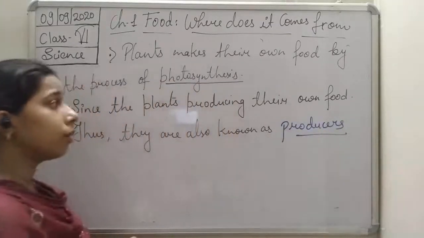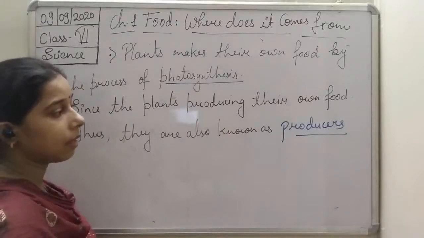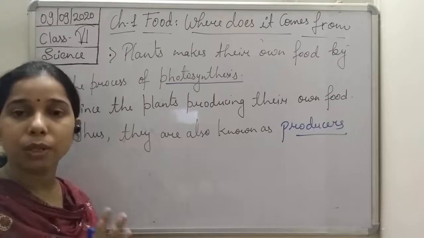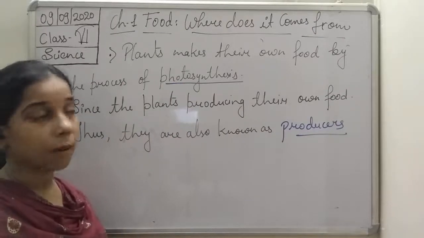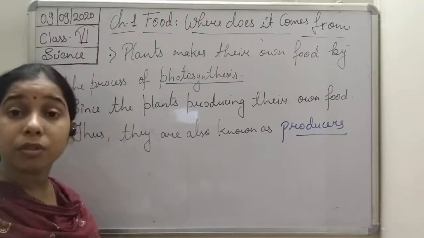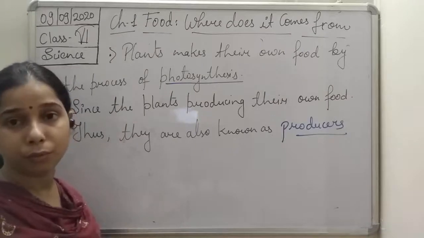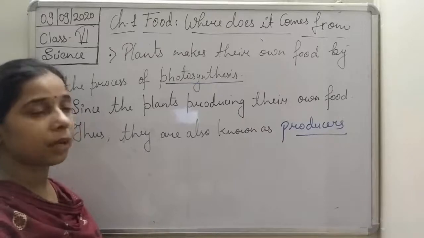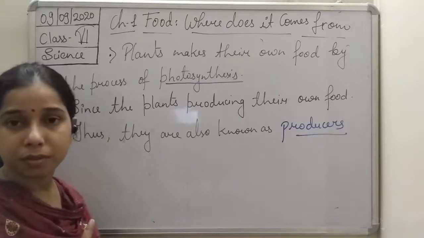So either you can use the term for it, that is they are the green plants, or collectively for the plants you can use a term and that is producers. So plants are what? They are producers because they are producing their food. Okay, they are responsible for the production of their food, and that is why we said that they are producers.